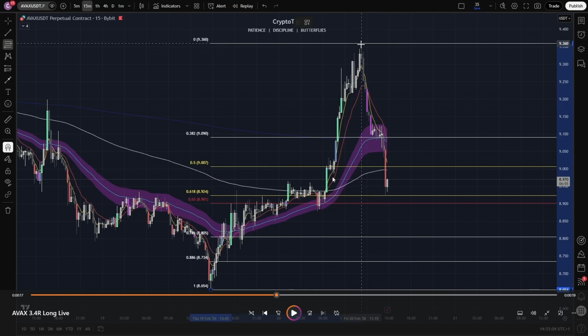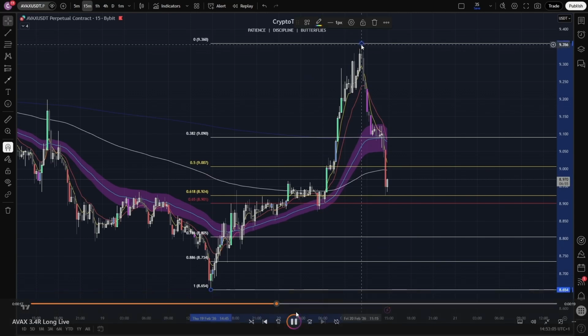Before I looked at AVAX, I did check Bitcoin. Bitcoin was looking like it wanted to reverse a little bit upwards, but there was no trading setup, so I did check the other big coins like Solana, Link, AVAX, XRP, etc. But AVAX did stand out because it had these nice vector candles, so I decided to make the TA on AVAX and to look for a trade on AVAX.